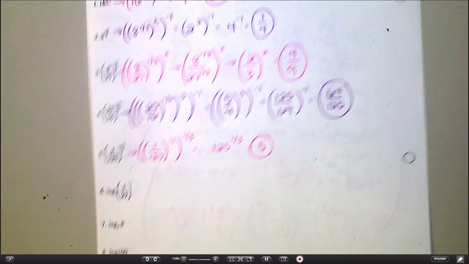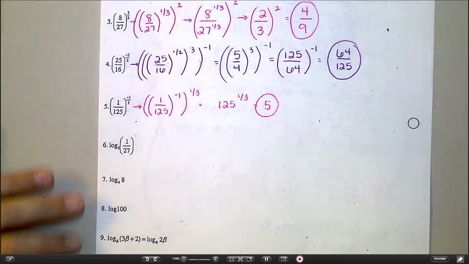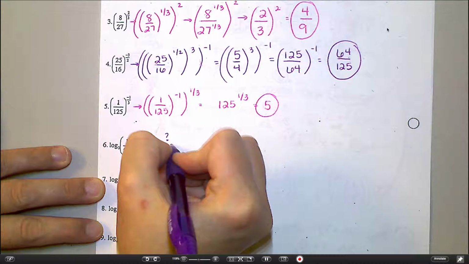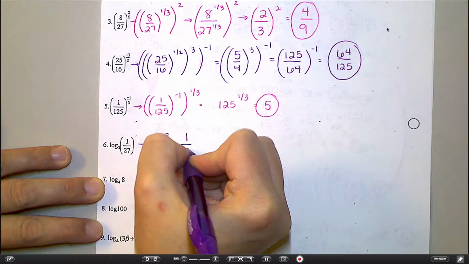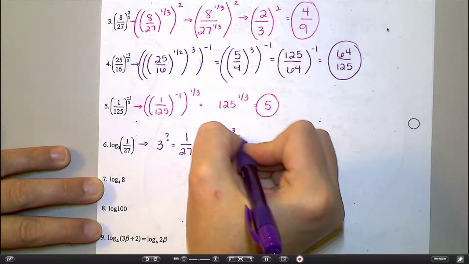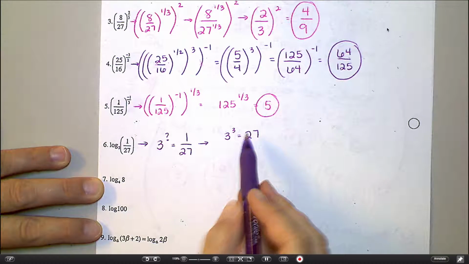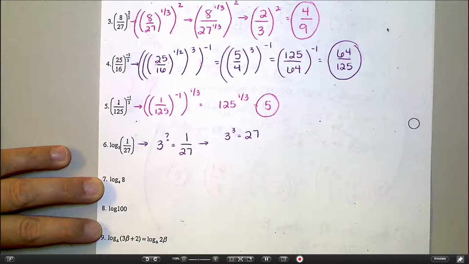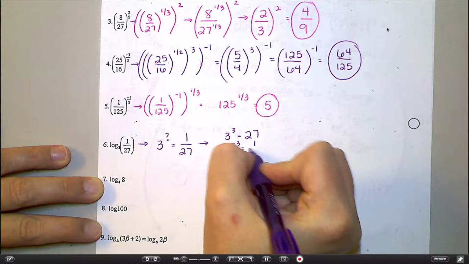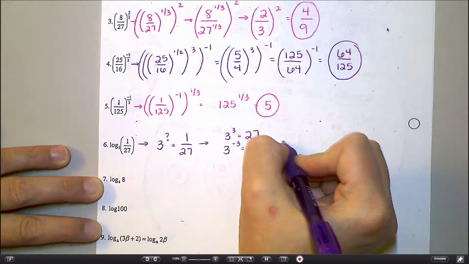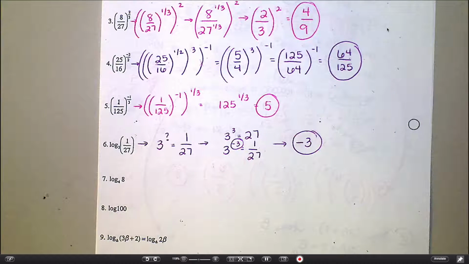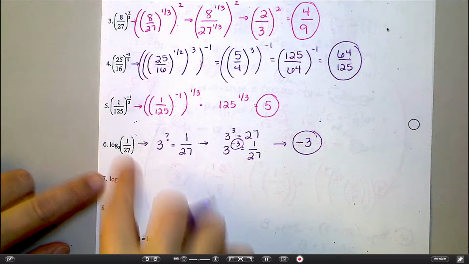Okay. Number 6, I think this exact same one was on the other side. What I'm really asking myself here is 3 to what power would give me 1 over 27? Well, I know that 3 to the 3rd power gives me just a regular 27. To make it a 1 over 27, I'm going to need a negative exponent. So 3 to the -3rd power is equal to 1 over 27. That means my answer is -3. This right here is where my answer came from. I'm asking myself, what power would I need to turn this into this?